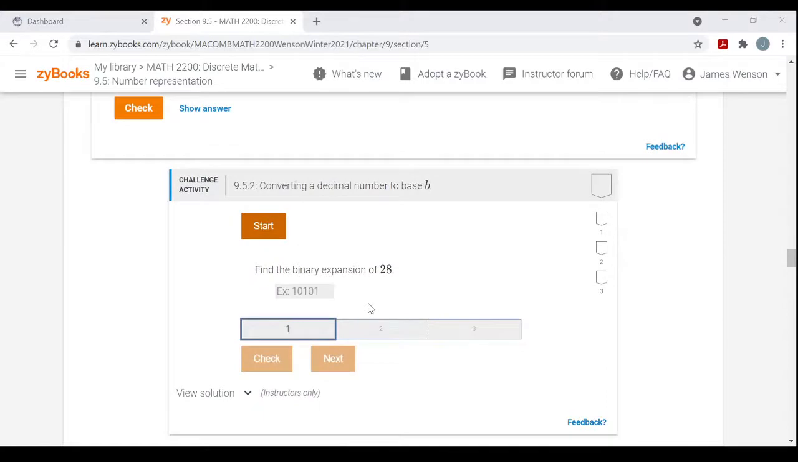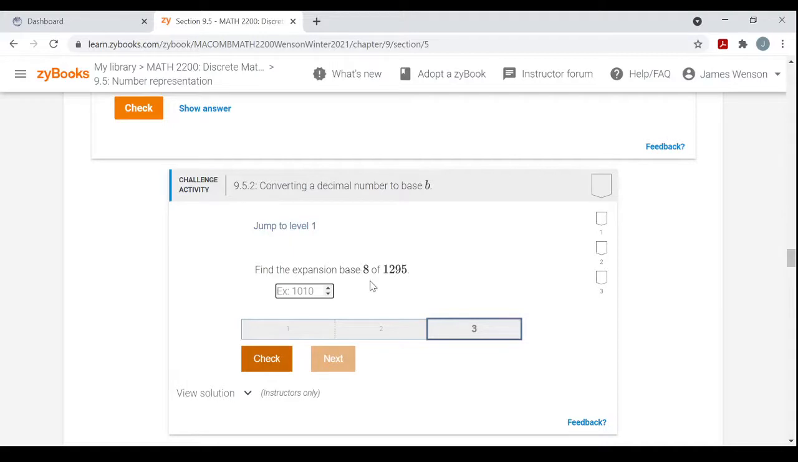All right, and you're asked to do the same thing in the challenge activities, it looks like. Here's 28, written in base 2. Let's see what this last level looks like. Yeah, a little bigger number, but not that huge. 1,295 in decimal. Can you express it in base 8 digits?